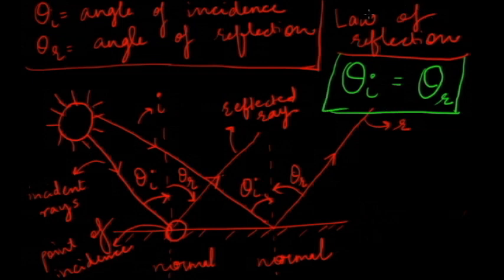That's it. That's all the law of reflection is: the angle of incidence, which is this angle, will always be equal to the angle of reflection. Angle of incidence equals angle of reflection. I hope it's a little more clear what the law of reflection is.